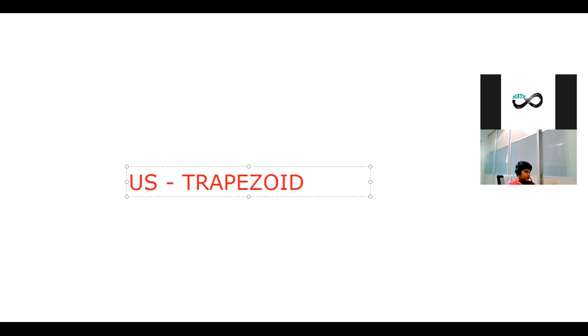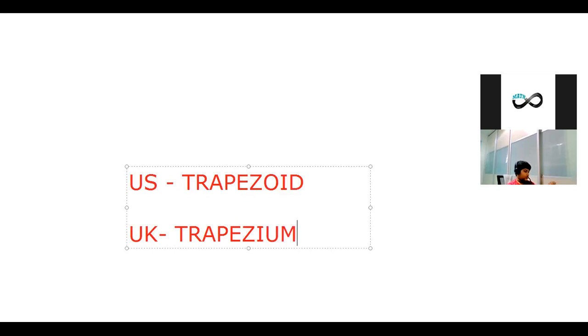In US, they call it as trapezoid. And according to UK English, they call it as trapezium. Got it? It's just the same. They just spell different in different countries. That's it.